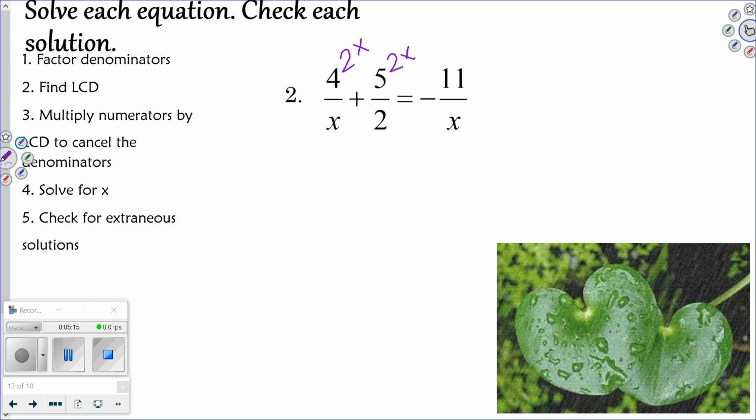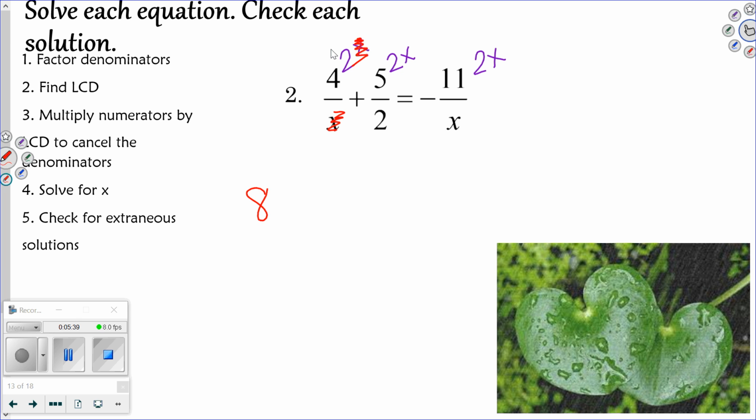I think it really helps to visually see. I'm being fair, I'm keeping it balanced, I'm putting it on every single term. And then I'm going to go through and actually cancel my denominators out. Okay? So canceling on the first term, the x cancels. So what do I have left? I have 8. I had 4 times 2.